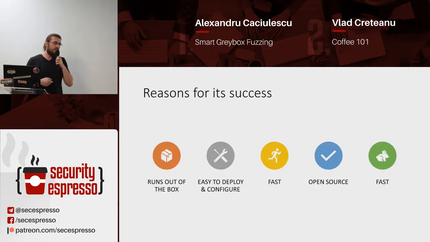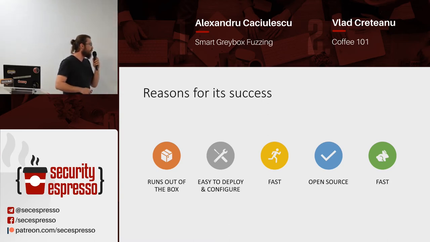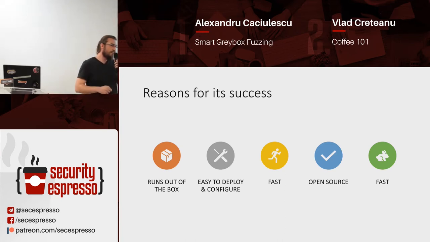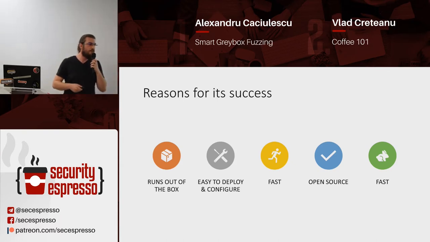Now, why is AFL so successful? Well, it runs out of the box. You can just download it. It's easy to deploy and configure. Basically, it can be just one click. It's extremely fast, and it's open source. I can't emphasize this enough. It's extremely fast. You have to be fast in order to be successful, because otherwise you're just wasting precious resources.